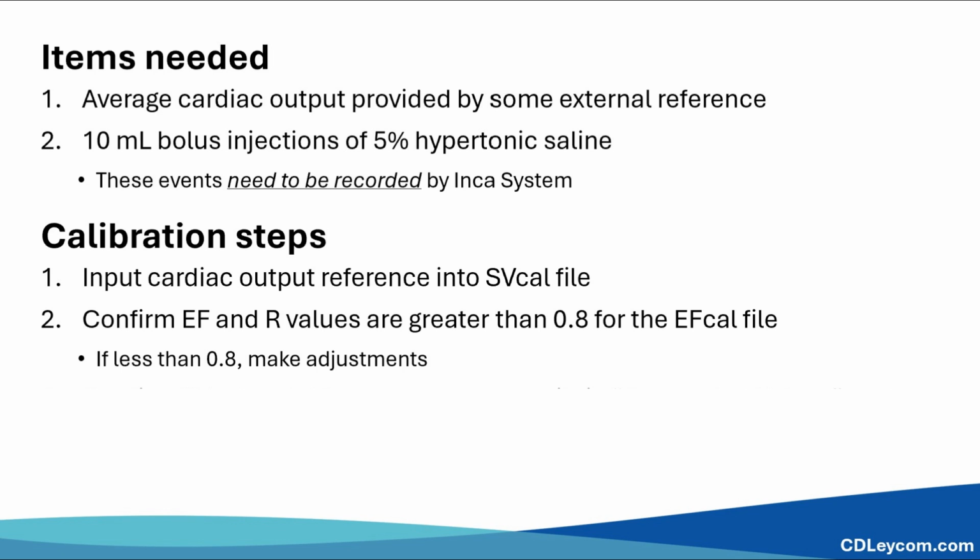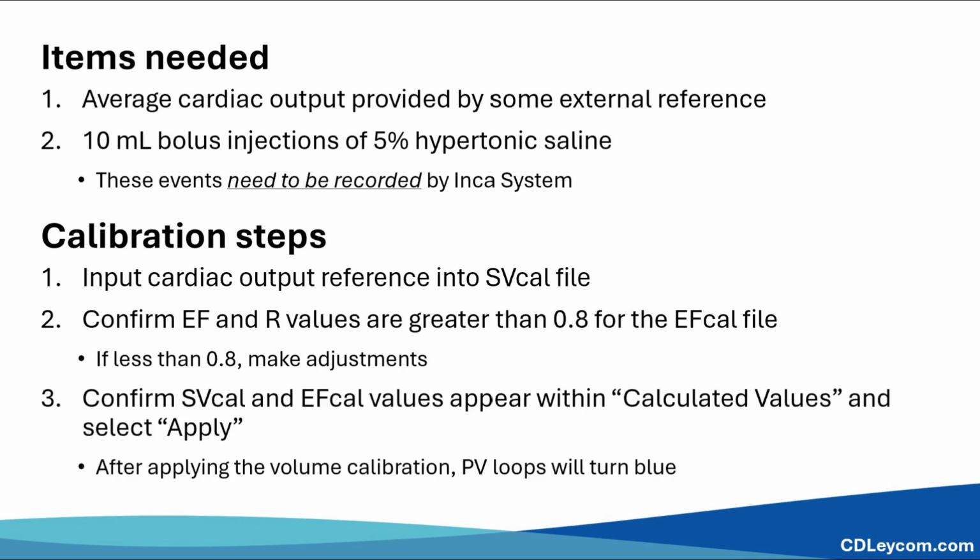the EF and R values are greater than 0.8. If less than 0.8, you can move the end systolic and end diastolic markers and/or choose to add or remove beats from the volume calibration range to improve these values. Finally, confirm that both the SV-Cal and EF-Cal values appear at the bottom of the volume calibration window within calculated values before selecting Apply. After selecting Apply, your PV loop should turn blue for any data file within that dataset, indicating you're ready for analysis.